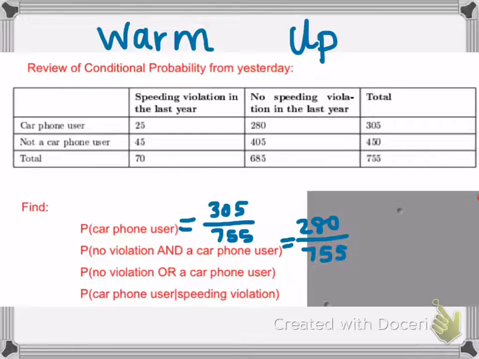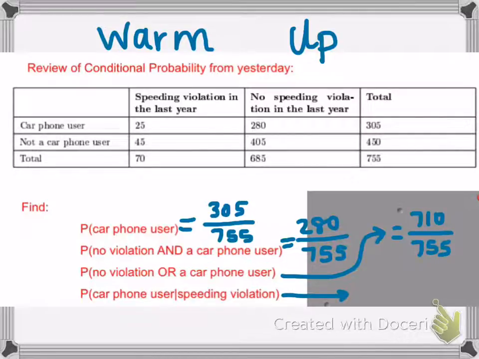Okay, next, no violation or a car phone user. These are people who would answer yes to either question, maybe both. So I need all of my no violation, so all 685 of these people, plus the additional 25 that are also car phone users but don't have a speeding violation. The other way you could do this is do 685 for your no speeding violations, plus 305 for your car phone users, and then subtract the 280 that you double counted. No matter how you do it, you should have gotten an answer of 710 over 755.